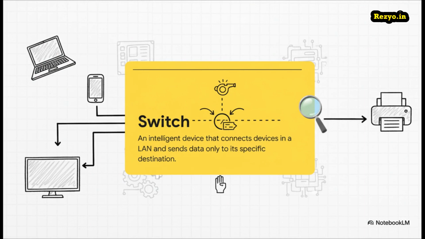Okay, so the signal's inside your house now. What happens next? A switch comes into play. You can think of it like a smart mail sorter, but for your local devices. It knows that a document you're sending from your laptop is meant for the printer and not for your smart TV. It intelligently routes all the traffic inside your home network so things go to the right place.